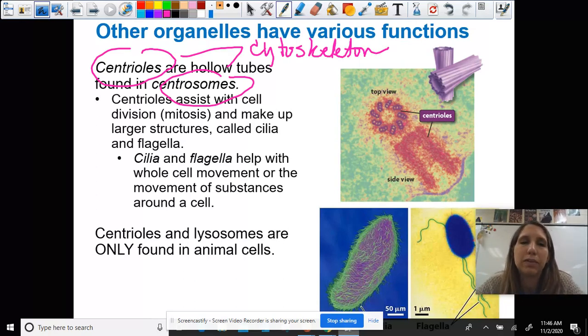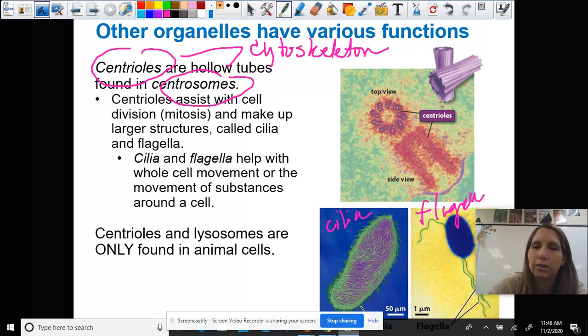So the job of these is to help with mitosis, and they also create and kind of combine to form these cilia and flagella. So down here at the bottom of the screen, this is cilia on the left, and then this is flagella on the right. These are things that sit on the outside of a cell that project outside the cell wall or the cell membrane. Their job is to help these organisms that are maybe single-celled to maneuver through their environment. So they help with whole cell movement, or they help with the movement of things around a cell.